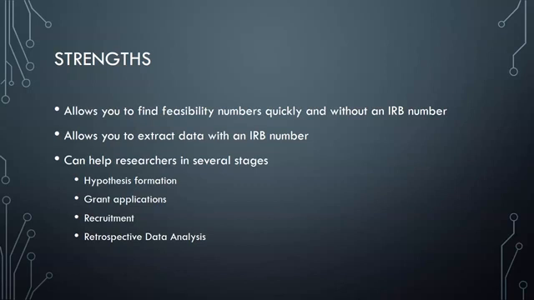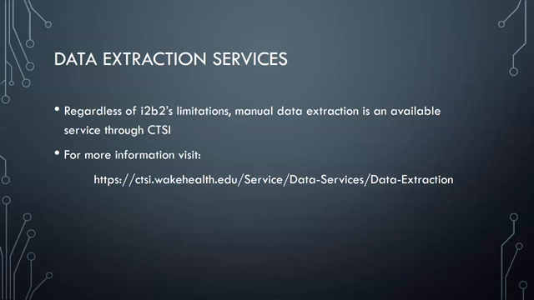Although there are limitations, there's also lots of strengths to i2b2. i2b2 allows you to find feasibility numbers quickly and without an IRB number. It also allows you to extract data with an IRB number. It can help researchers in several stages of their research, such as hypothesis formation, grant applications, recruitment, and retrospective data analysis. Regardless of i2b2's limitations, manual data extraction is an available service through CTSI.